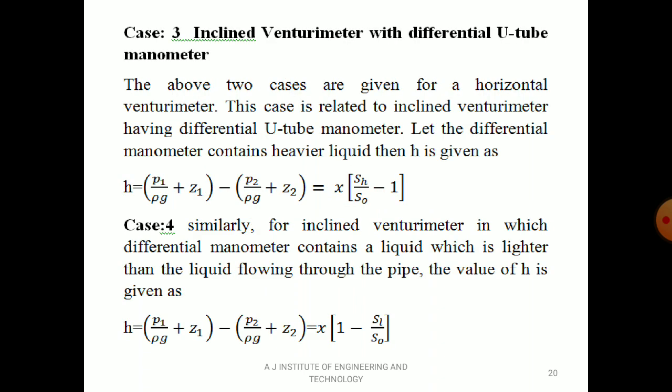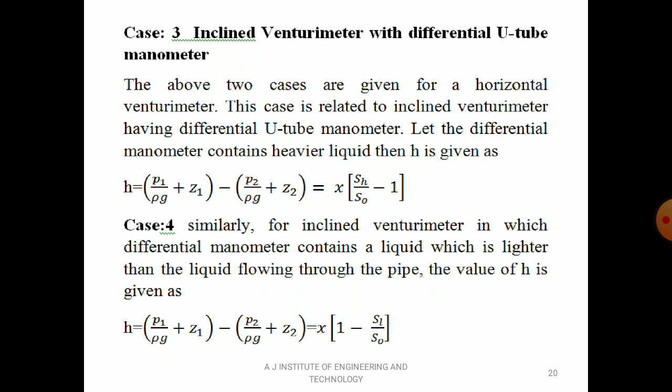So case 3, inclined Venturimeter with differential U-tube manometer. The above two cases are given for a horizontal Venturimeter. This case is related to an inclined Venturimeter having a differential U-tube manometer. Let the differential manometer contain a heavier liquid, then H is given as follows. So the specific gravity of the manometric fluid is greater than the specific gravity of the flowing fluid.